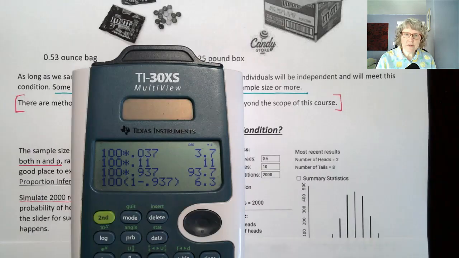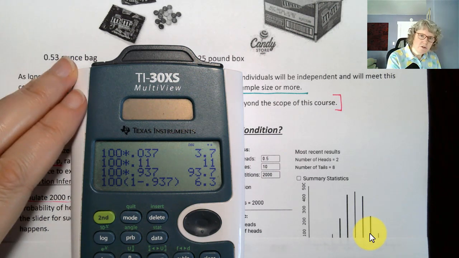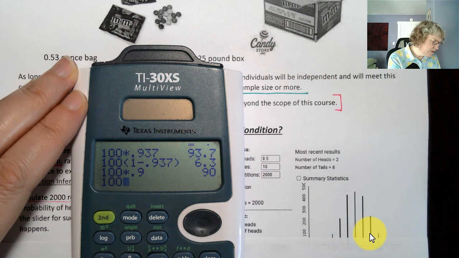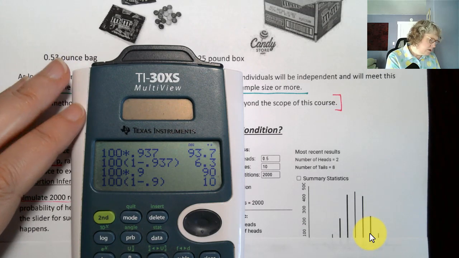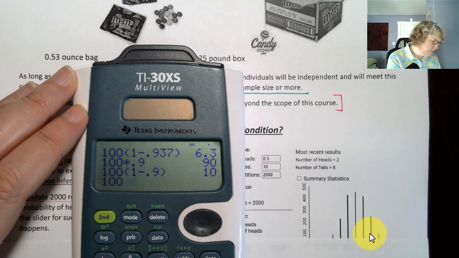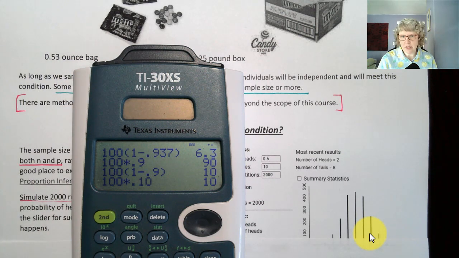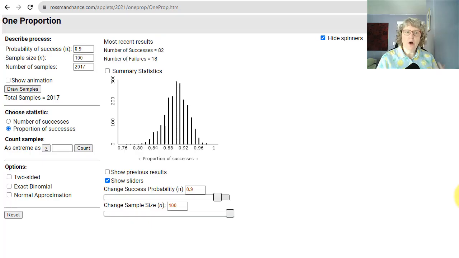And if I do my success-failure condition, if I do 100 times 0.9, I get 90, but 100 times 1 minus 0.9, that's the q, or if I do it 100 times 0.10, either way, I get 10. So that's the minimum we would need to show a normal distribution. Okay, so we're going to practice this a lot. I just wanted to show you why, for those of you that like to know why.